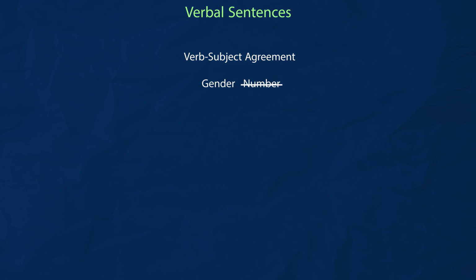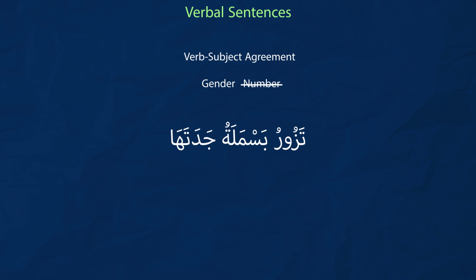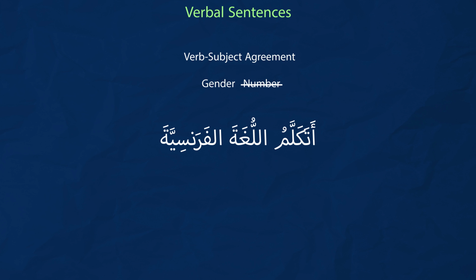Now let us look at a few more examples. يصلي أبي في المسجد. My dad prays in the mosque. تزور بسملة جدتها. Basmala visits her grandmother. أتكلم اللغة الفرنسية. I speak French.